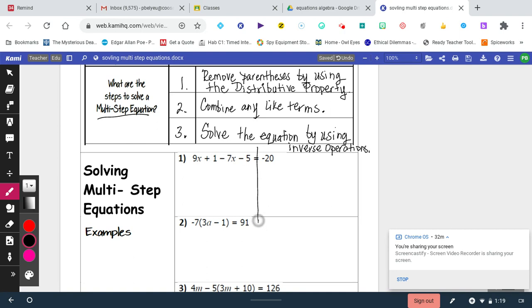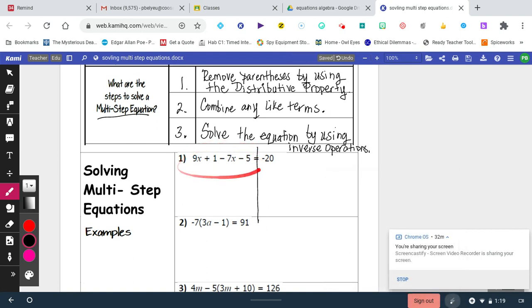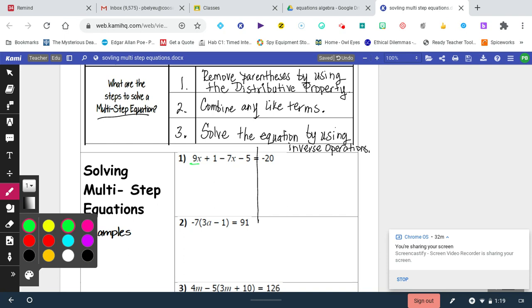All right, so if I look at number one, I'm looking over here on the left side because I see my variables over here, but I don't see any parentheses. So I'm going to totally skip step one and go to step two. I'm going to combine any like terms. Well, I see some like terms: 9x and negative 7x. I look at this as negative 7x, I don't look at it as minus 7x. So 9x minus 7x is 2x.